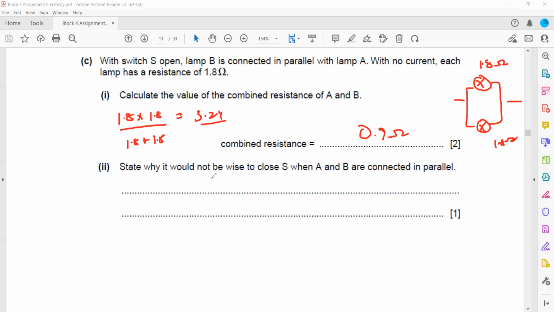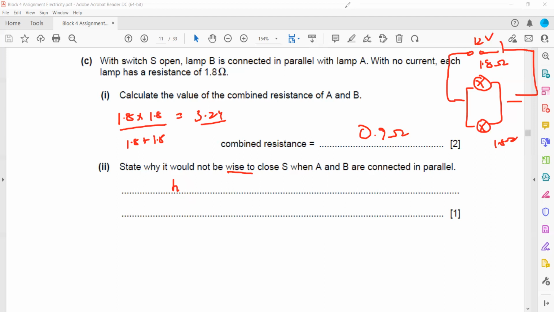Then they are saying, state why it should not be wise to close the switch when they are connected in parallel. So why should we not close the switch here when we connect them in parallel, like we have a 12-volt supply? Because what happens if we close the switch is that the circuit has a low resistance, so it will have a very high current.